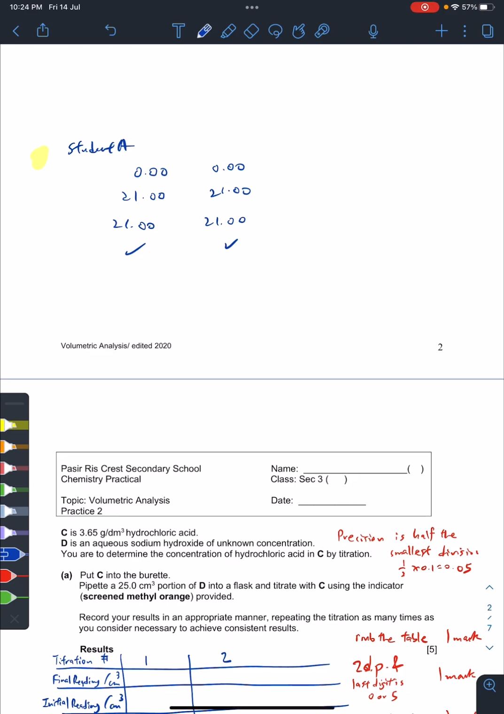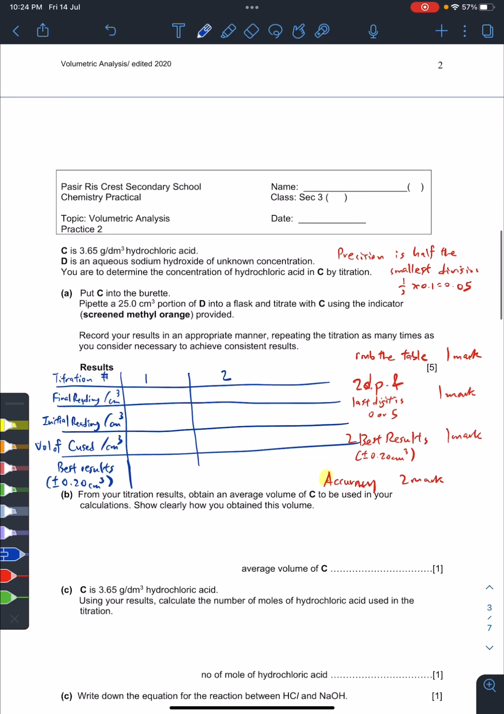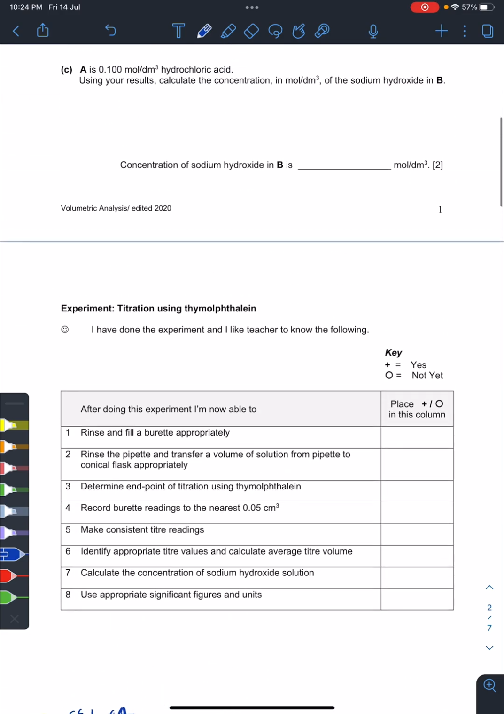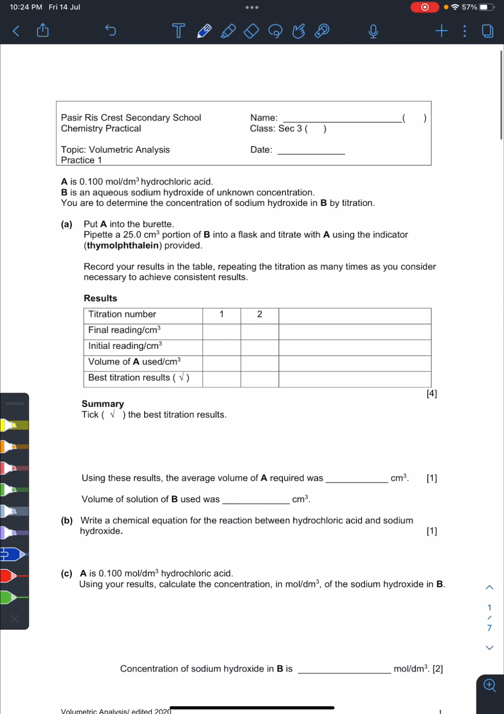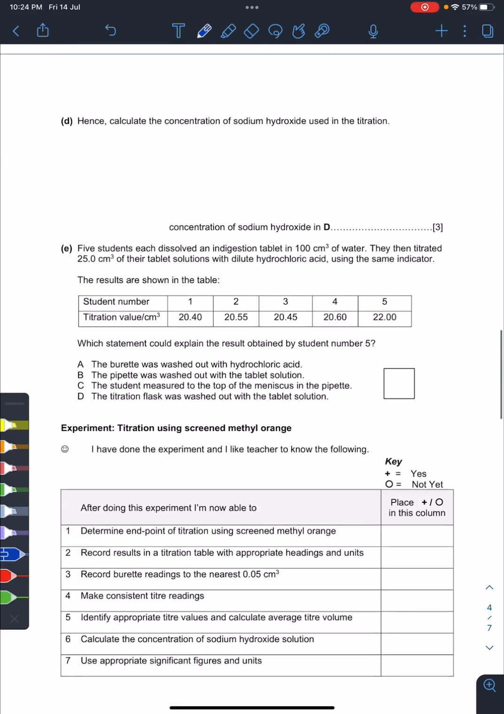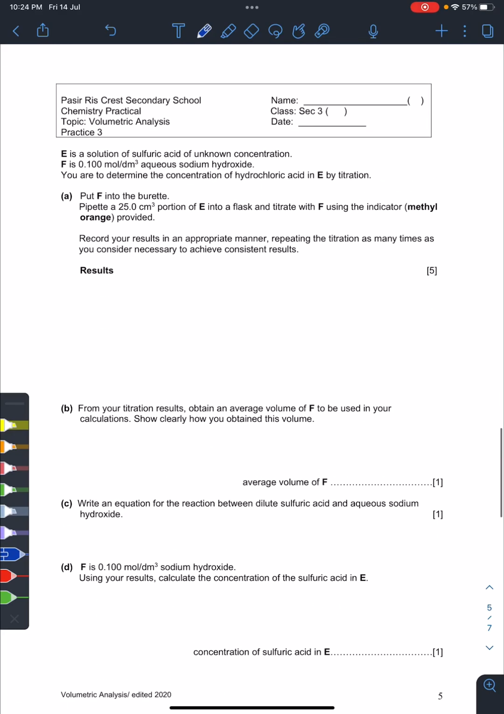So it's not just the best results. If you look at the question, you see part B. What does part B say? Average volume from your titration, average volume. Another experiment, average volume again, you see, average volume. Then the last one, again, titration results, average volume. So this is a standard 1 mark giveaway.